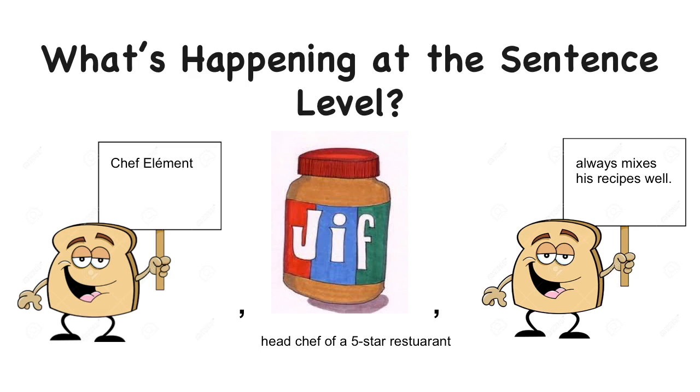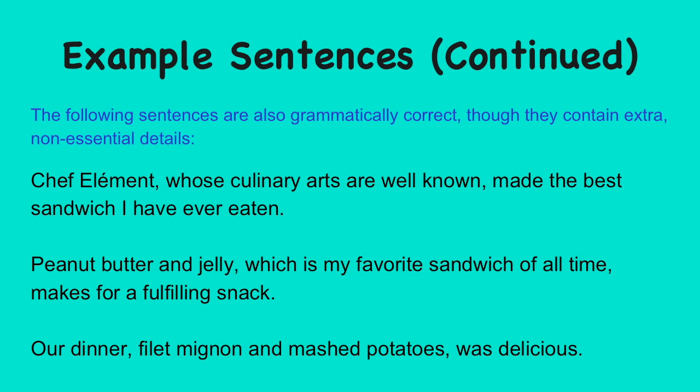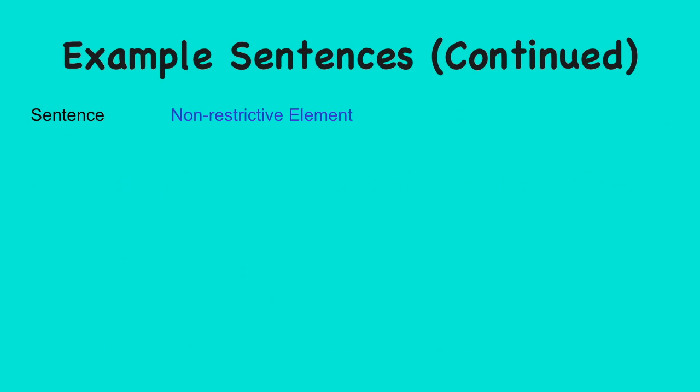Chef Element, head chef of a 5-star restaurant, always mixes his recipes well. These sentences are all correct, but they lack additional details that we would normally find within non-restrictive elements. So for example, we have: Chef Element made the best sandwich I have ever eaten; peanut butter and jelly makes for a fulfilling snack; and our dinner was delicious. Note that none of these sentences contain non-restrictive elements. These sentences are all structurally the same. The action or statement being made is unchanged. However, they appear perhaps longer than they originally were.